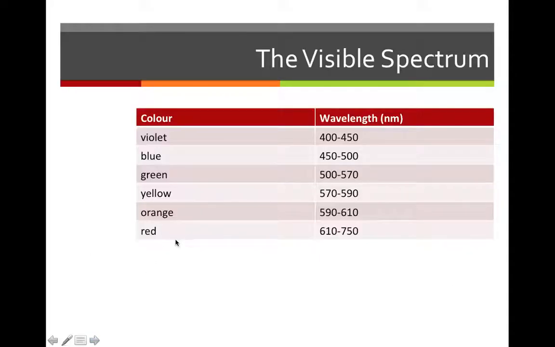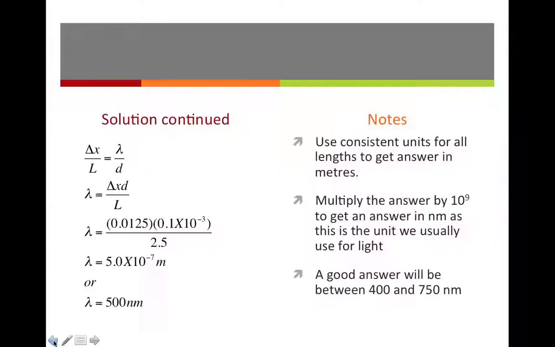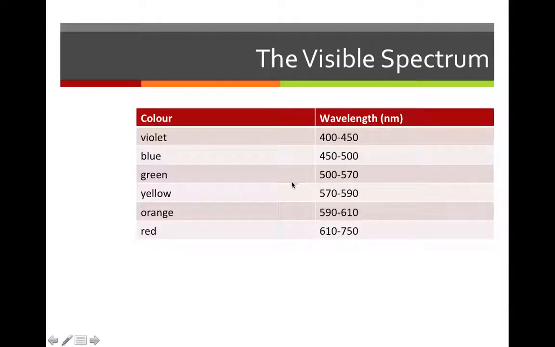Okay. Oh, here we go. So what did we get on that one? That one was what? 500? So 500 would be green. So that would have been green light. And by the way, when you do Young's, you're going to do a green light and a red light.